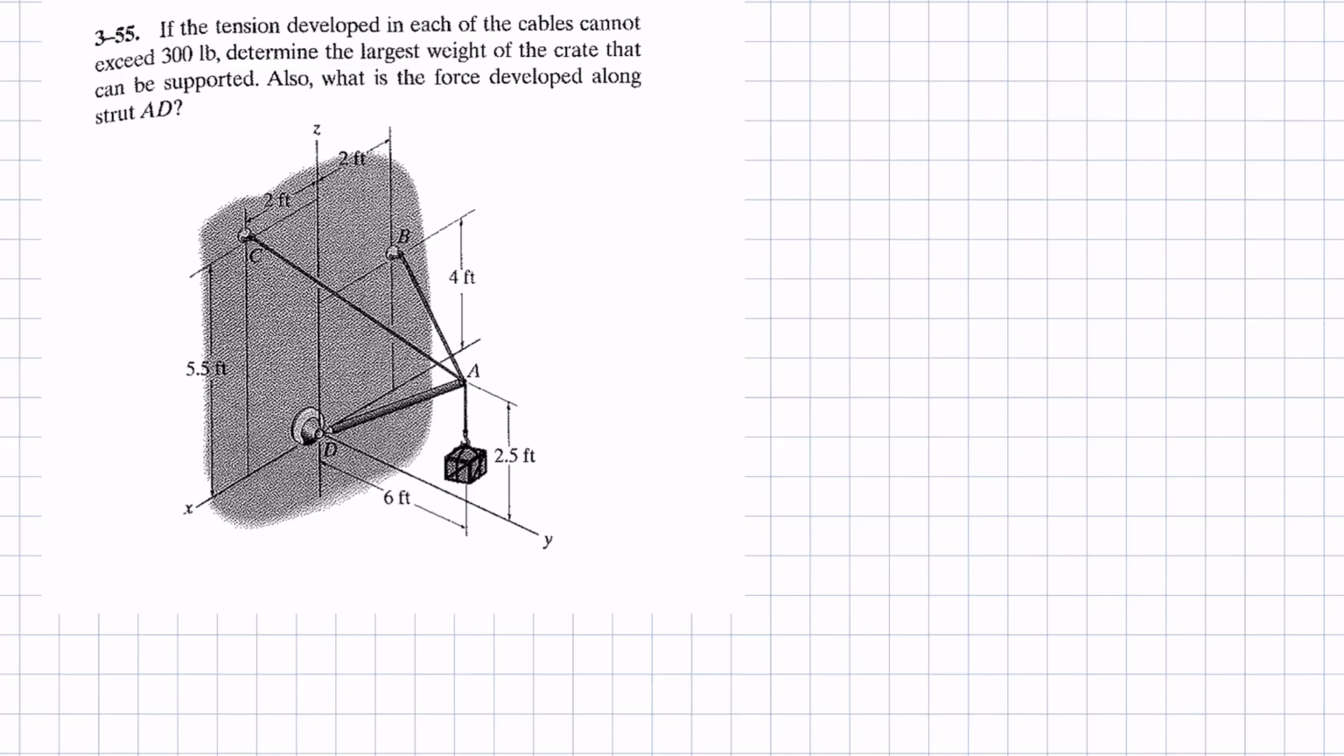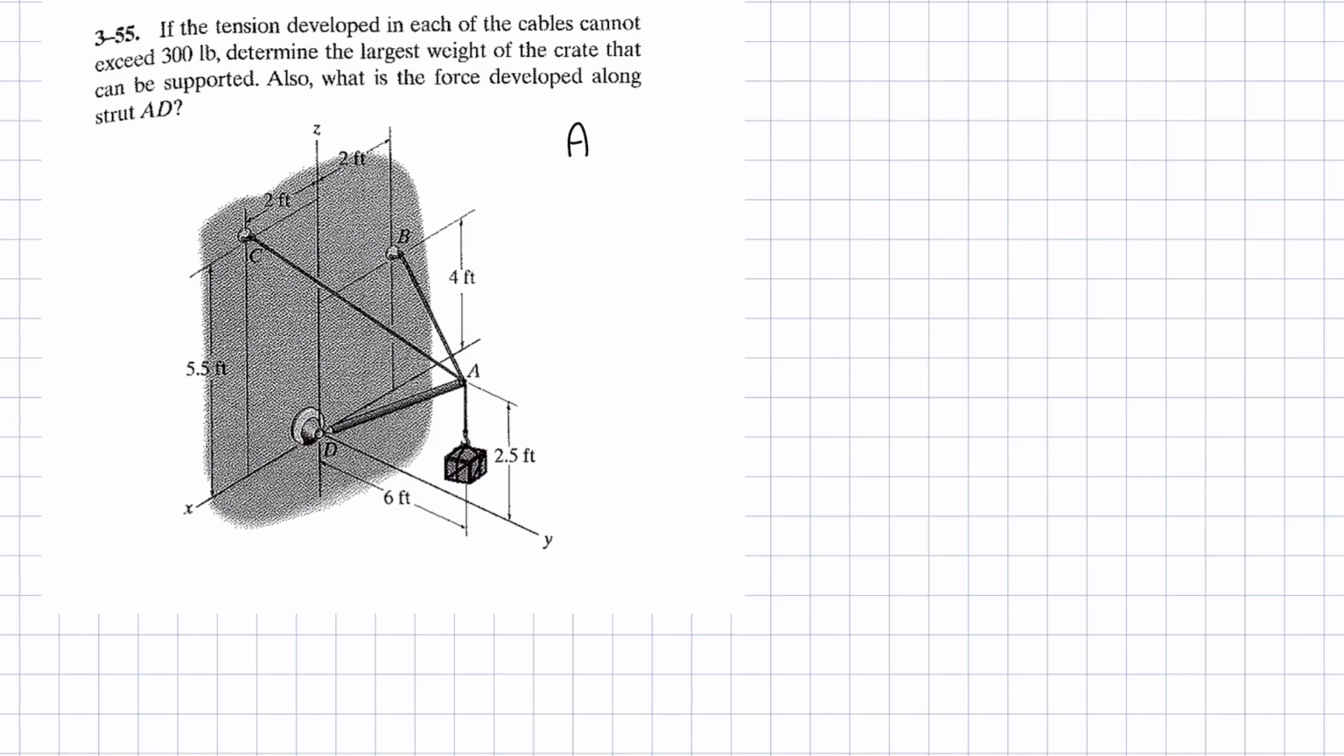In this example, we are going over exercise 3-55, which is a problem that says if the tension developed in each of the cables cannot exceed 300 pounds, determine the largest weight of the crate that can be supported. Also, what is the force developed along the strut AD?